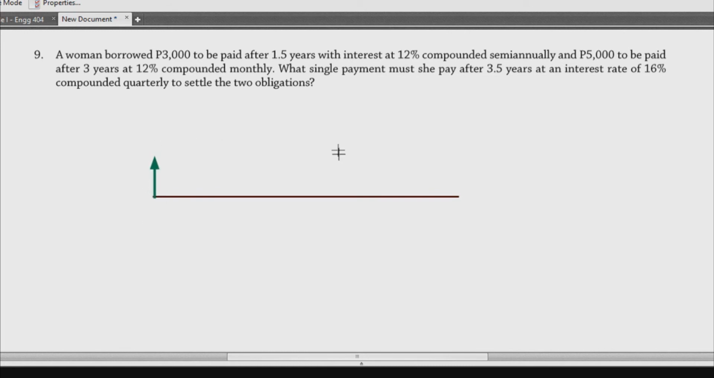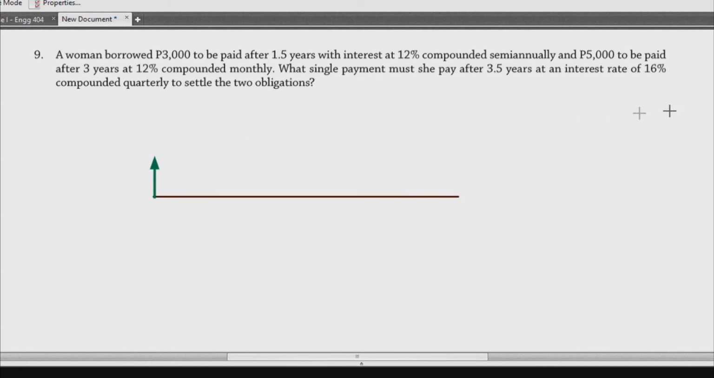3,000. Ganyan lang kalaki, no? And then, nag-borrow ulit siya ng 5,000. So, basically, dalawang beses siya nag-borrow, no? Probably sa magkaibang tao to, no? Then, yung una is, sabi sa kanya, 1.5 years mo kailangan bayaran to at ganitong condition. And then, yung isa is 5,000 naman, and then 3 years siya.